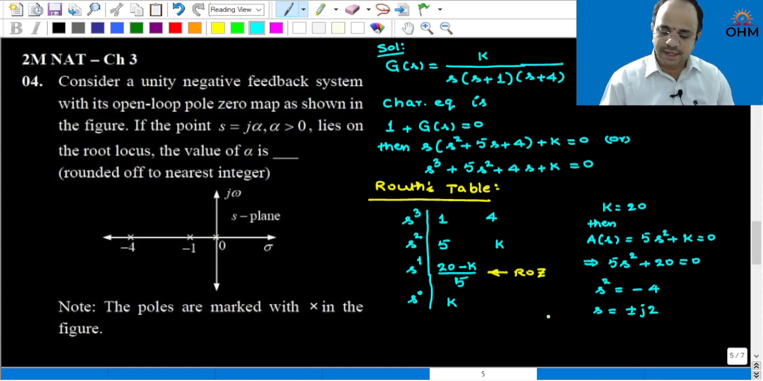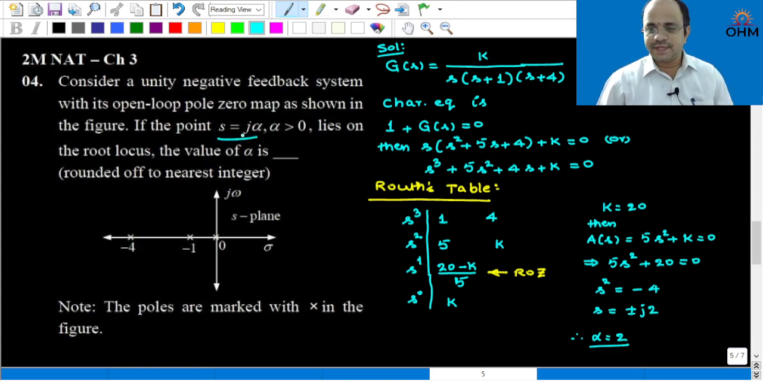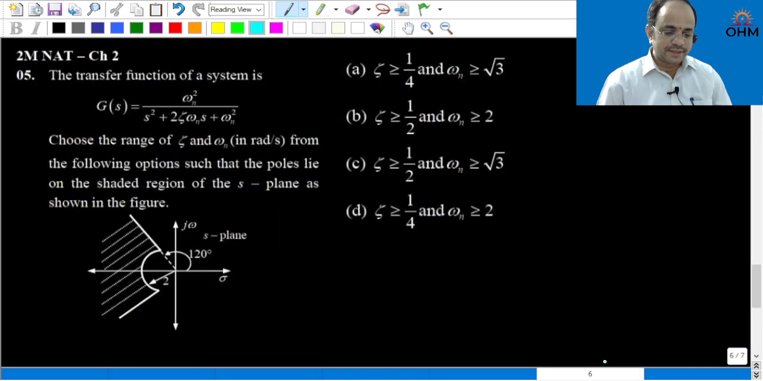So, it is mentioned that alpha value is greater than 0, therefore, alpha is equal to 2 here, okay, because it is mentioned s is equal to j alpha is on the root locus diagram, and hence alpha value is equal to 2. 2 is the answer for the question. Now, let us look into the next question. It's a very easy question, even though I don't know why it is given for 2 marks.